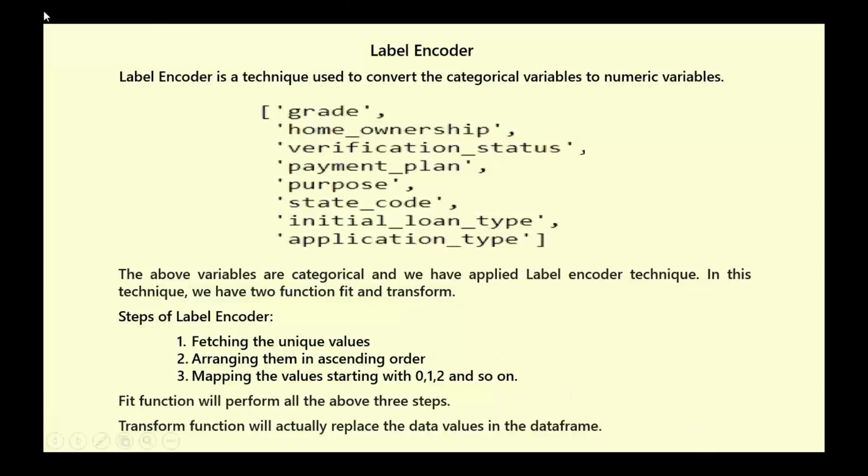So we have used the label encoder technique. In the backend, the label encoder first fetches the unique values present in the variable, then arranges them in ascending order, and then starts mapping those values to 0, 1, 2, and so on. All these three functions, fetching, arranging, and mapping, are done in the fit function. While in the transform function, it actually replaces the data in the data frame for these variables. Next.